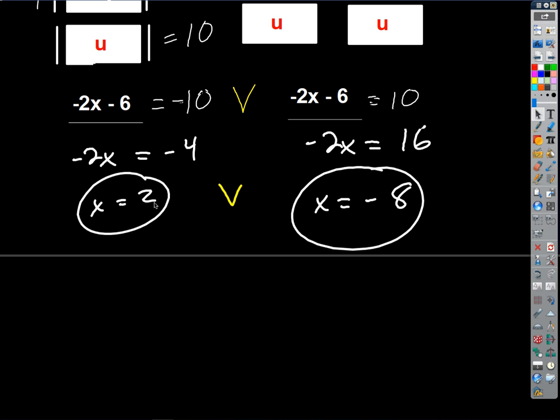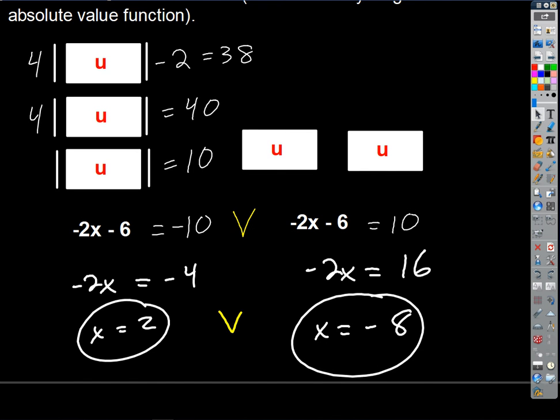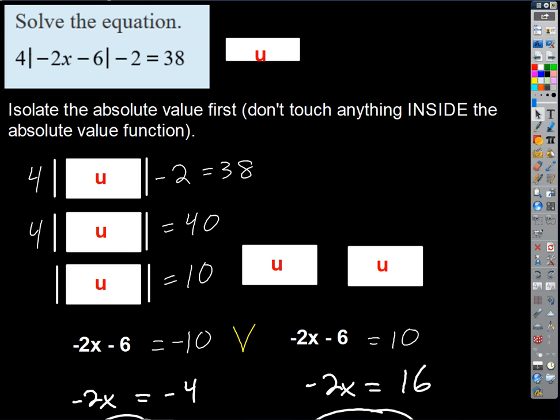Okay, how can I check it? Plug them in, see if it works. So if I plug a 2 into my original equation, does it work? Negative 2 times 2 is minus 6. Negative 10, absolute value of negative 10? 10 times 4, minus 2. Check. What was the other one? Negative 8. So negative 2 times negative 8, positive 16 minus 6, 10, absolute value of 10. Well, what do you know? We're right back. The rest is the same, right? Okay. So we got it.